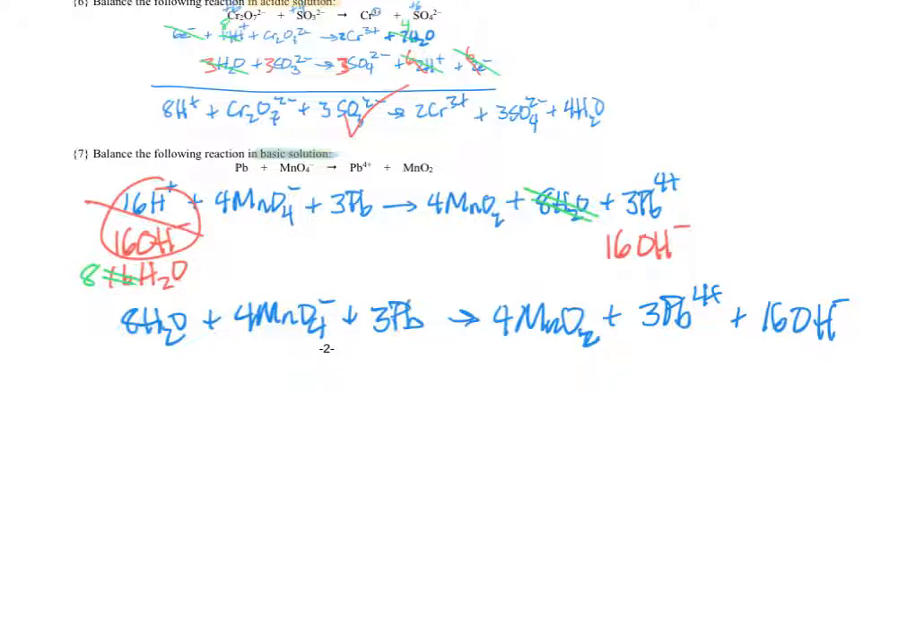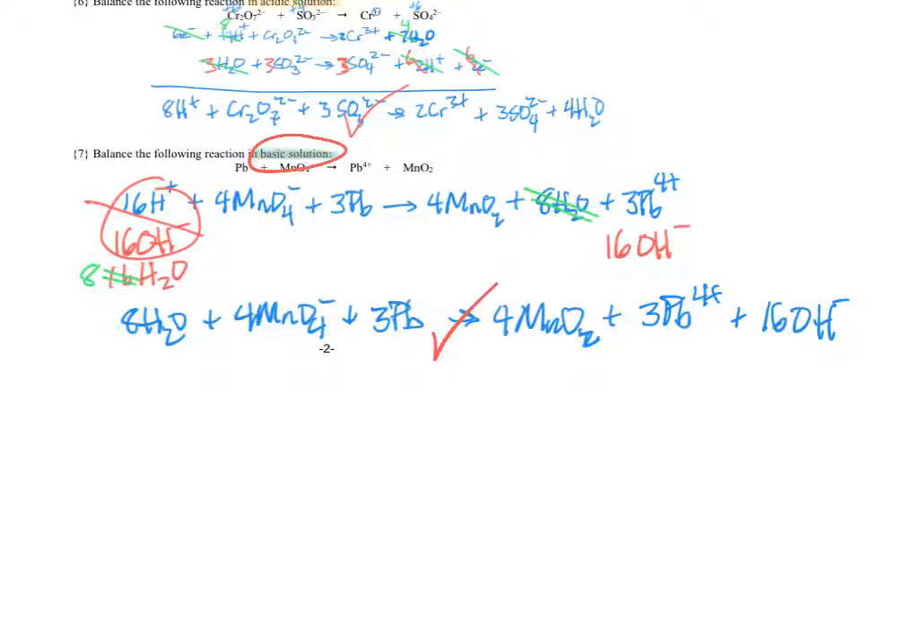Let's just double check one more time. I have, in terms of charge, 4 minus on the left. 12 plus minus 16 is 4 minus on the right, so my charge is good. Hydrogens, 16 hydrogens, 16 hydrogens. Oxygens. 8 plus 16 is going to be 24 oxygens on the left. I've got 8 there plus another 16 gets me to my 24 O's on the right. Let's see, 3 leads, 3 leads. So I now know for sure that this reaction is entirely balanced under the necessary basic conditions.